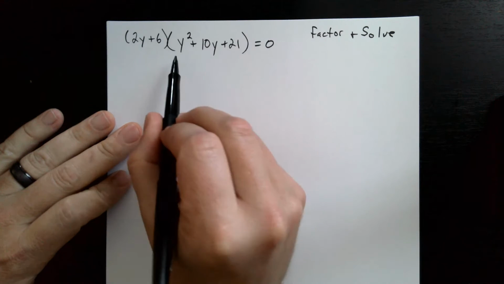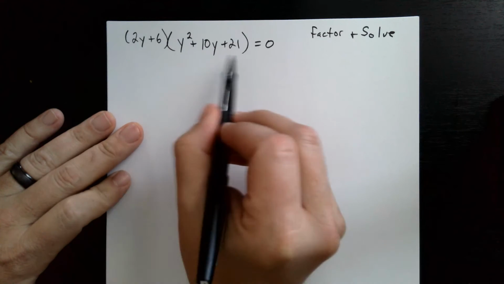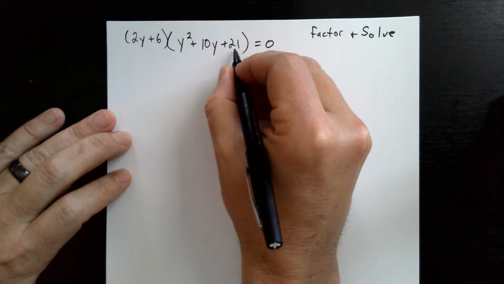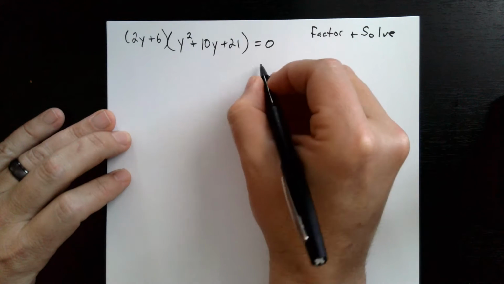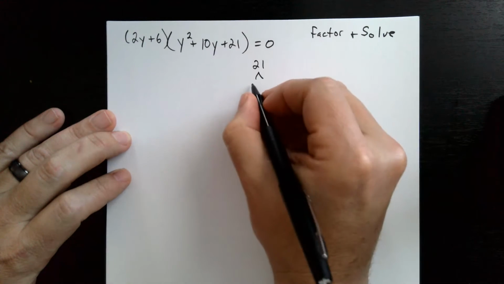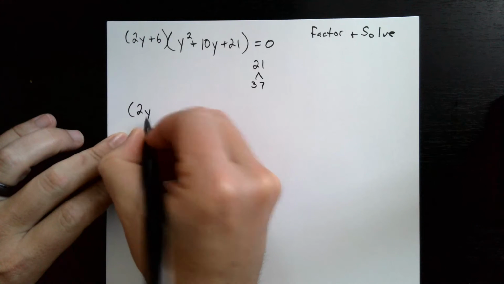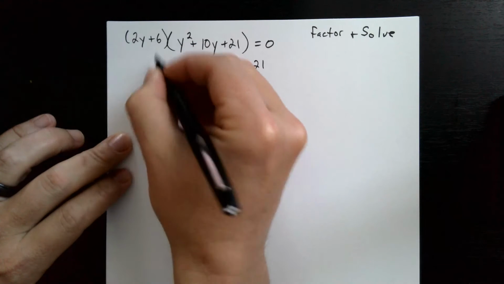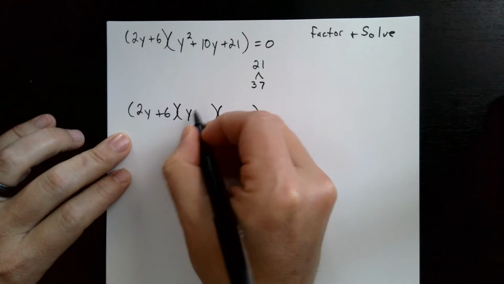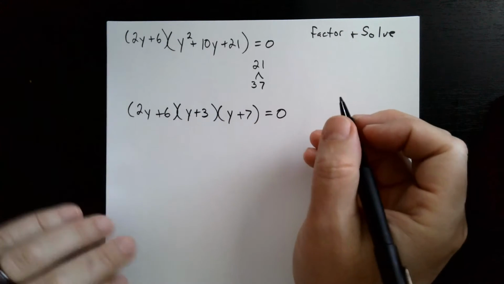Okay, so the first step in doing this is to factor this squared term here, which is y squared plus 10y plus 21. Okay, so you need to look at the 21 and find two things that multiply to get 21, but also add to get the middle term of 10, and that's going to be 3 and 7. Okay, so we can factor this into 2y plus 6, just from here, and then two more factors, and one will be y plus 3, and one will be y plus 7, and that's equal to 0.